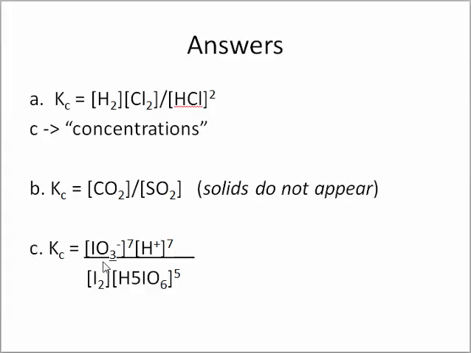Alright, for the third one we have IO3, which you will remember is iodate, to the 7th power times H plus to the 7th power. Excuse me, since those are reactants, they should appear in the denominator. You see the correct form here. And iodine concentration raised to the 1st power, and H5IO6 raised to the 5th power appear in the numerator. Alright, this should be the correct equilibrium expression for problem C.